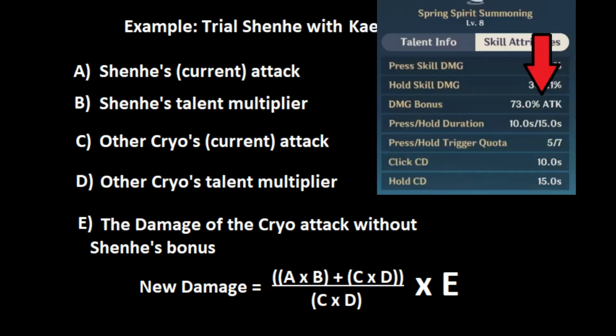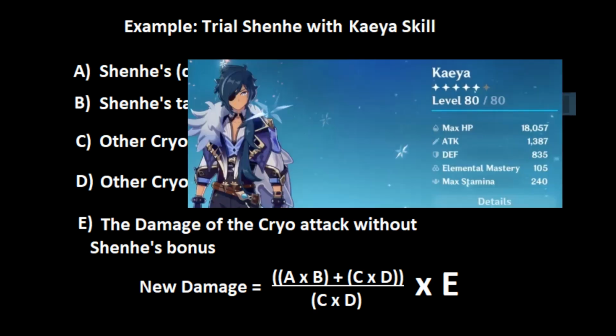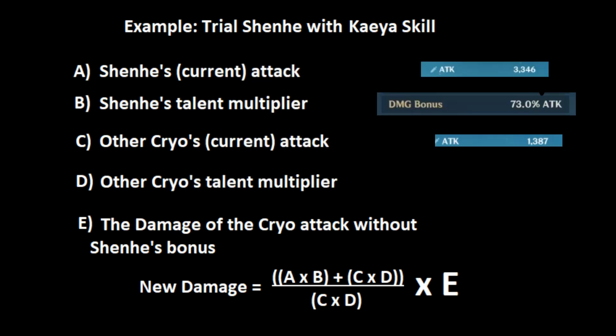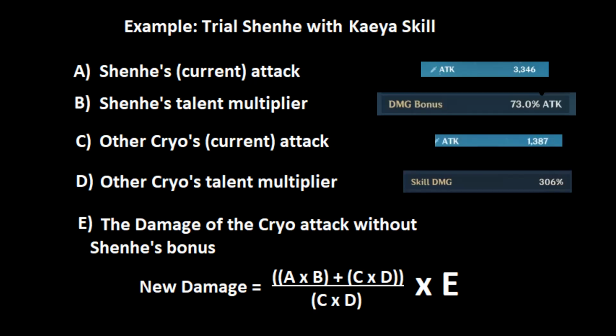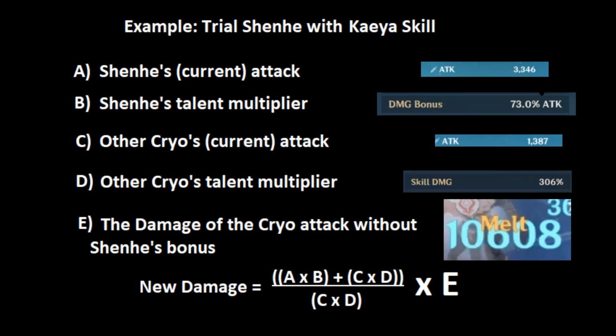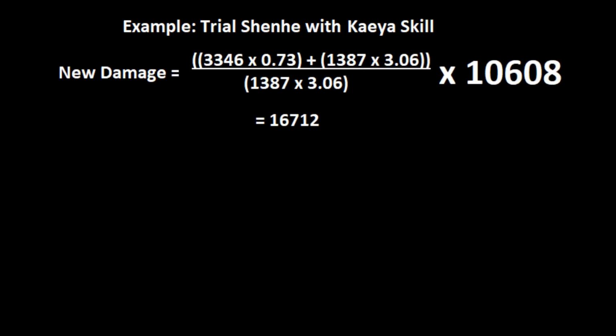Next, we need Shenhe's bonus damage multiplier from her elemental skill talent, and it is 73%. Next, we need Kaeya's attack, which is 1387. And next, we need Kaeya's talent multiplier. And for this example, we're going to use his elemental skill, so it is 3.06. Finally, we need Kaeya's unbuffed damage. So in this case, we're going to use his elemental skill, and it will both crit and melt, and this is 10,608 damage.